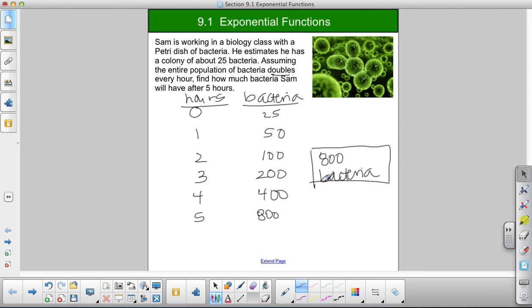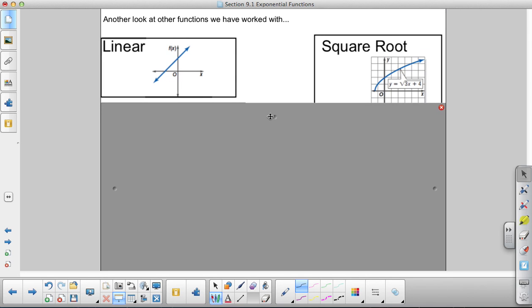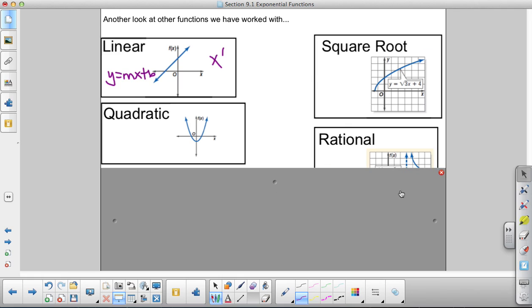So we're going to look at how to represent this using an exponential function. But before we do that, let's just look at some other functions we have already worked with. The first one is the linear. So just remember our linear function. It looks like y equals mx plus b. So remember, it's anything with an x to the first power. Our next function would be our quadratic. Standard form for the quadratic, remember, was y equals ax squared plus bx plus c. So to be quadratic, it has to have an x squared.